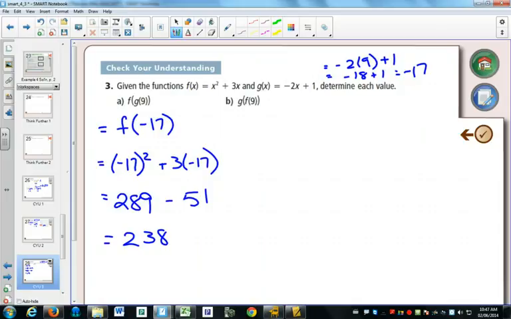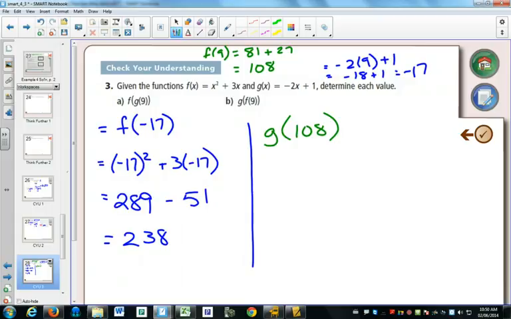So 238. Part B, same idea. I'll get you to try this one first on your own. Okay. How did you do? F of 9. Well, I'll do it off to the side here. F of 9 would give me 9 squared is 81. 3 times 9 is 27. 108.